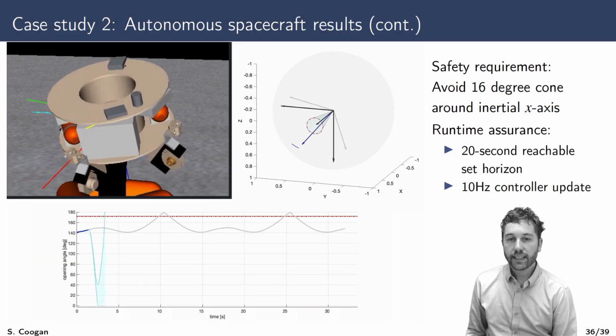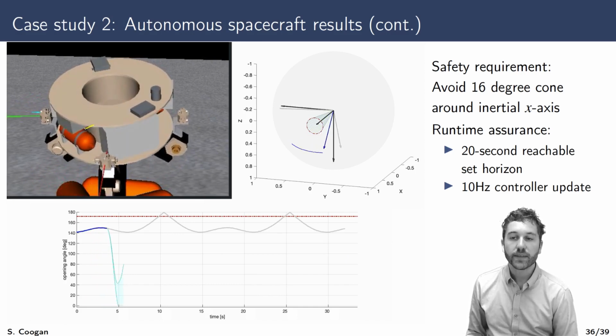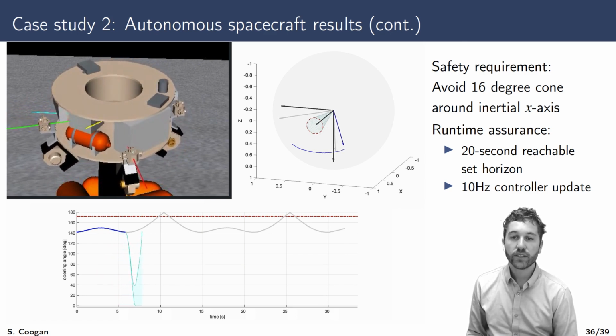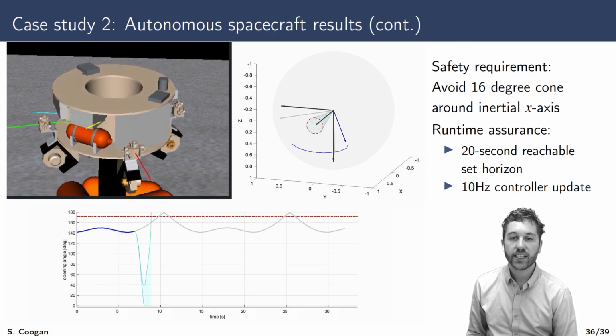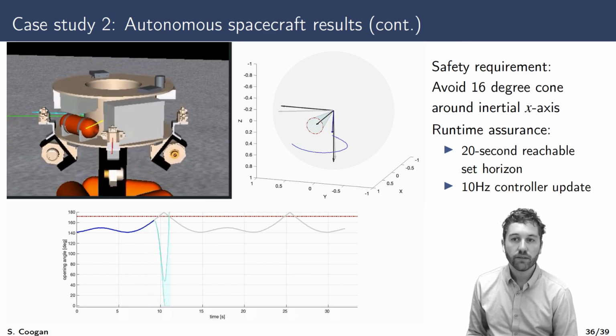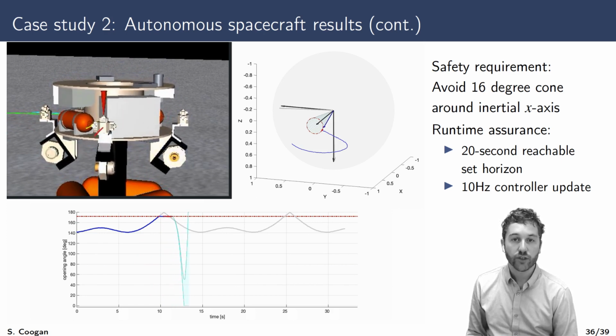In this second experiment, the goal is to keep the spacecraft orientation away from a 16-degree cone centered at the inertial x-axis. For example, the spacecraft might have sensitive equipment that cannot be pointed directly at the sun. In the video, we see that the spacecraft follows a nominal figure-8 trajectory.